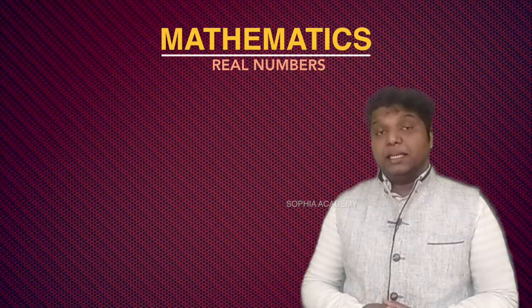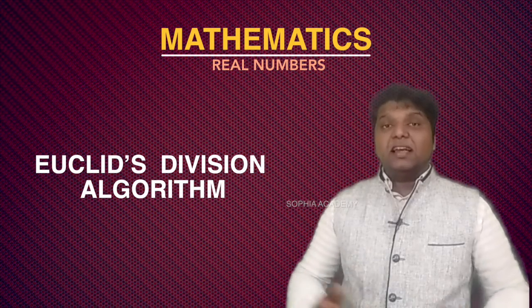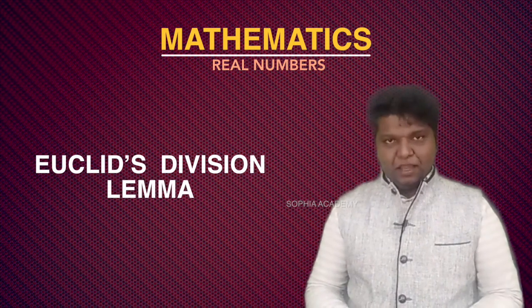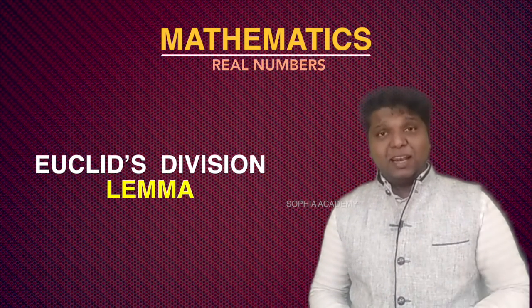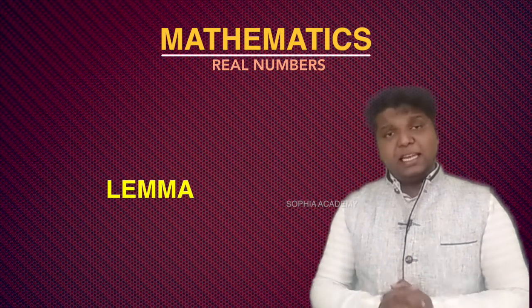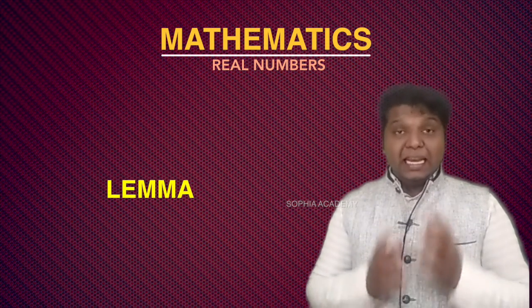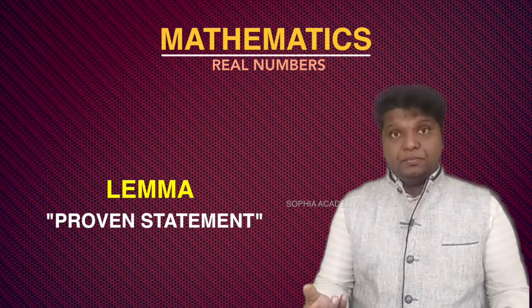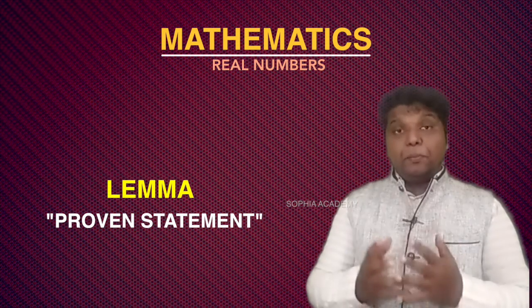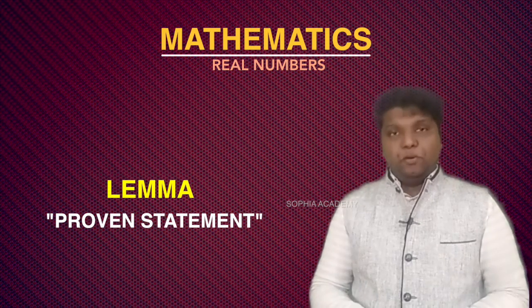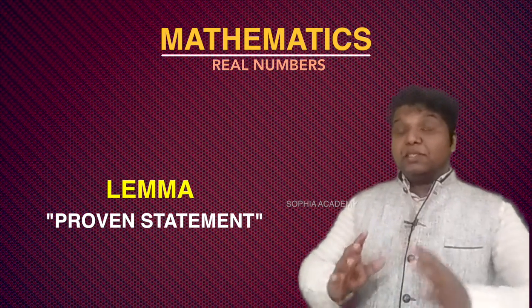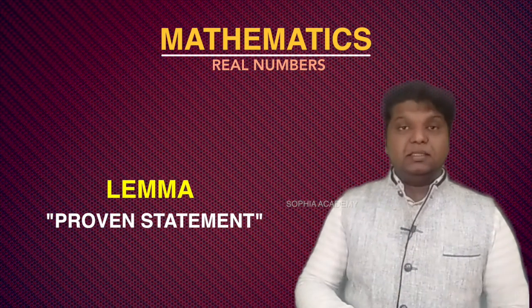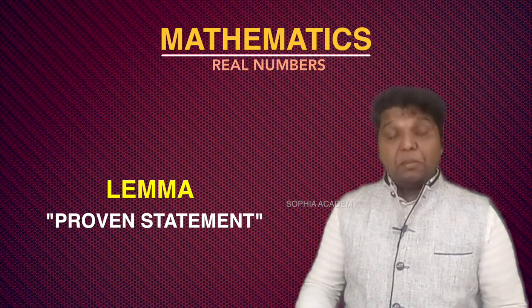The first thing we have to study is Euclid's division algorithm. While studying this, you must know about Euclid's division lemma. As I said, you understood what an algorithm is. Now tell me, what is a lemma? A lemma is an already proven statement. Something is proved already, we know it, and that proven statement we use to prove other statements. That is what we call a lemma.